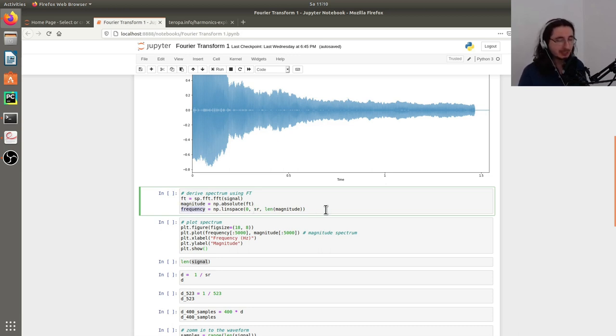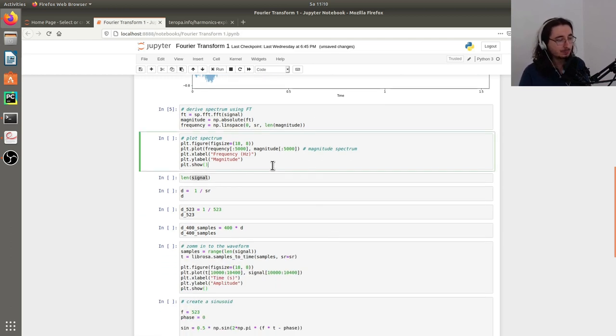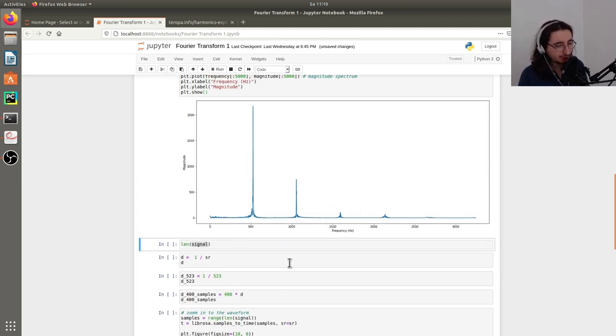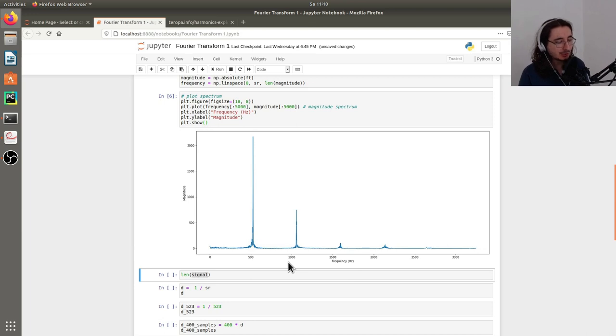Now, how should we distribute the frequencies on the x-axis? The frequencies are going to be between 0 hertz and the sampling rate, okay? And then we'll divide this in a number of steps that's equal to the length of the magnitude array. Okay, so with all of this in mind, we can now plot the spectrum. And here we go. Here we have the spectrum. And as you can see, a peak in the magnitude around 523 hertz. And this is more or less the specific frequency for the note C5.